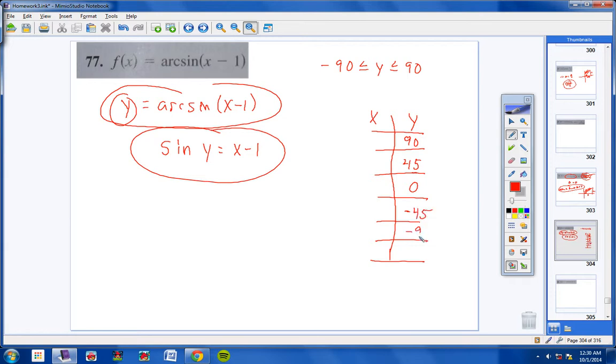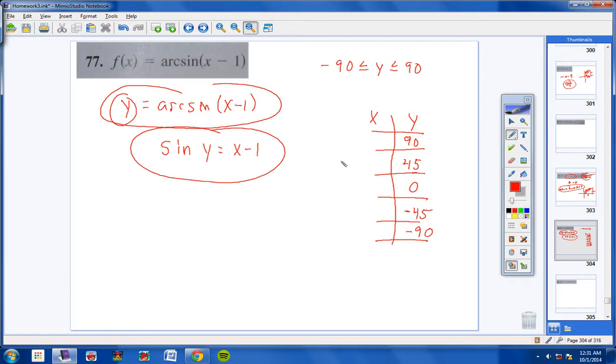Now, Mr. Earhart, how did you know to use those values? If you want to be more specific, you could have used 90 and then 80 and then 70 and then 60 and then 50 and then 40. You could have done that. Nothing wrong with that. But I'm pretty sure this is going to give us a good glimpse of the graph. And if it doesn't, we can always go back later and put more values in for y.